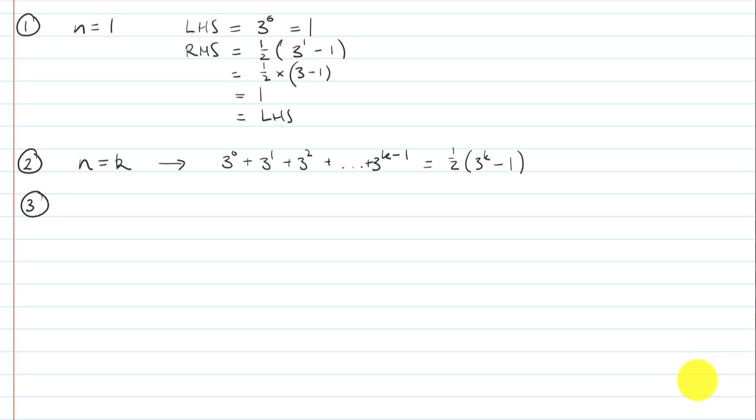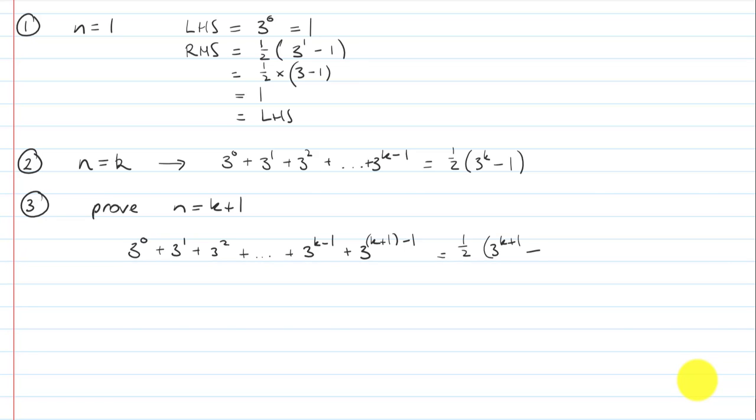And now we're going to do the proof step and prove that it works for n equals k plus 1. And so we get 3 to the power of 0 plus 3 to the power of 1 plus 3 to the power of 2 plus dot dot dot plus 3 to the power of k minus 1 plus the next one, which is 3 to the power of k plus 1 minus 1, which simplifies nicely, and we need that to be equal to a half 3 to the power of k plus 1 minus 1. That one doesn't simplify quite as nicely.